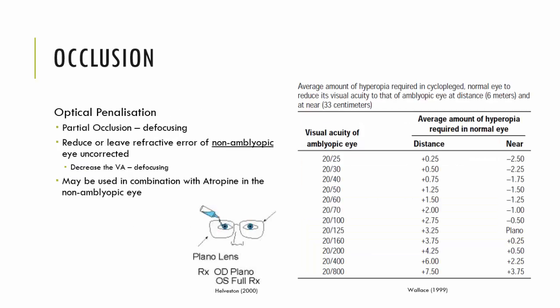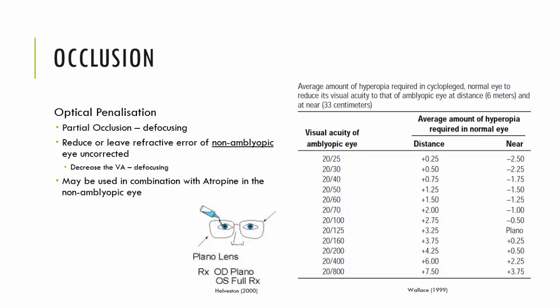Okay, let's talk about optical penalisation. In this instance, what we're doing is leaving the sound eye, which has refractive error, uncorrected. So if, for example, we have a patient with +4 hypermetropia in both eyes, you would prescribe +4 to the amblyopic eye because you want that eye to have a clear image to be processed by the cortex, but you would plano or not prescribe the +4 for the sound eye because you want to defocus that image and create a competitive advantage for the amblyopic eye.